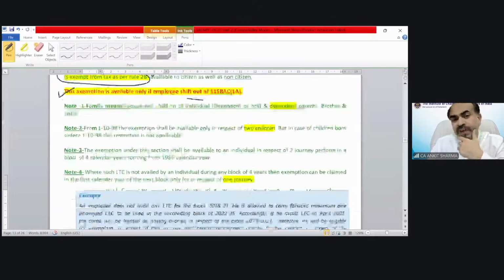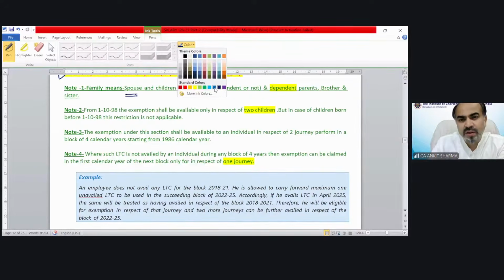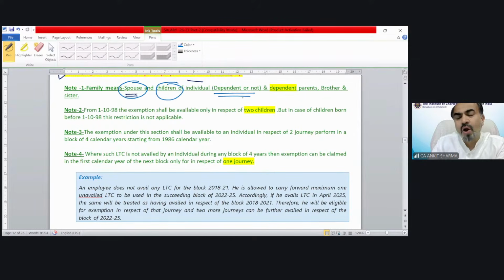Now the notes are very interesting and important also. The first note is what is the definition of family? Because the LTC is available for your family members. So you need to know who is covered under this definition. Note number 1 says, family means a spouse and children of the individual. That would be the part of family. Spouse and children of the individual, whether dependent or independent.